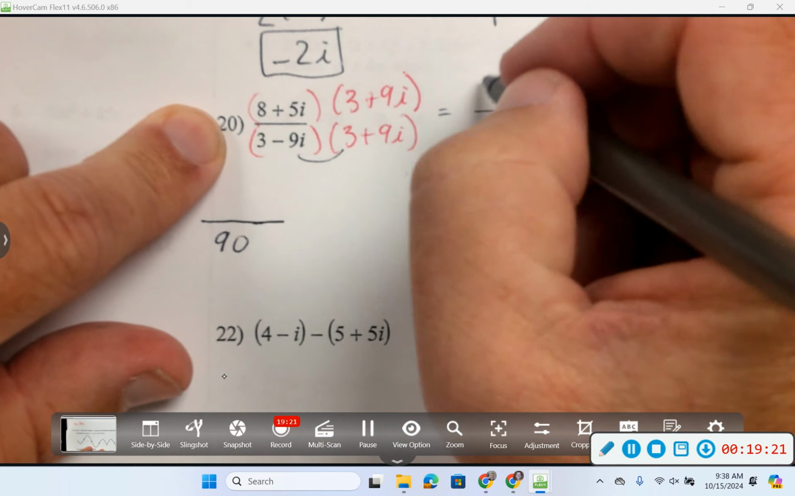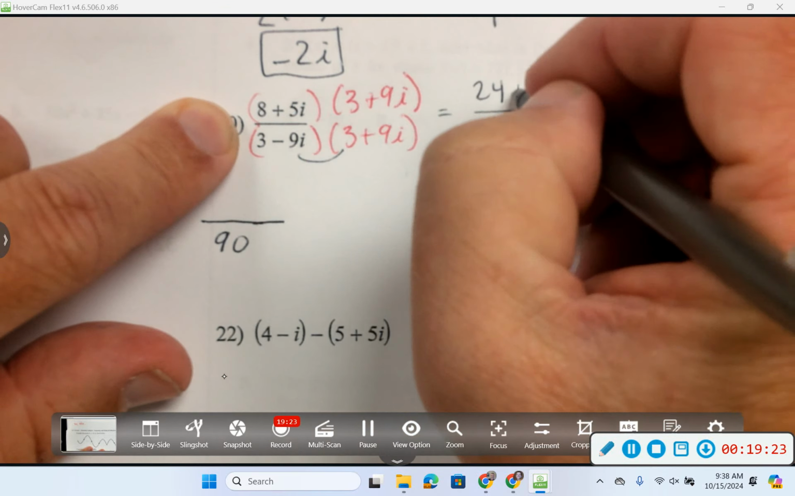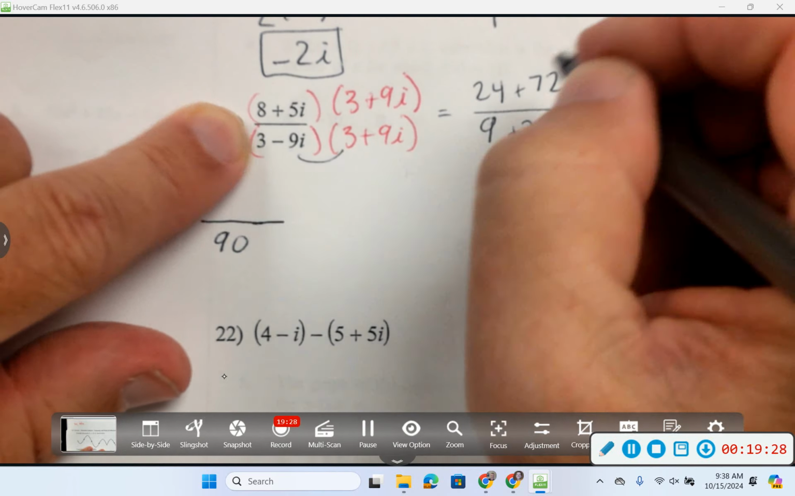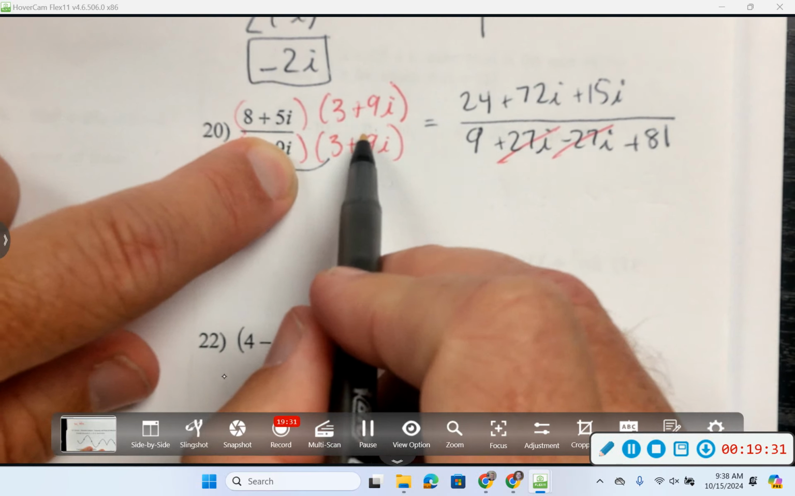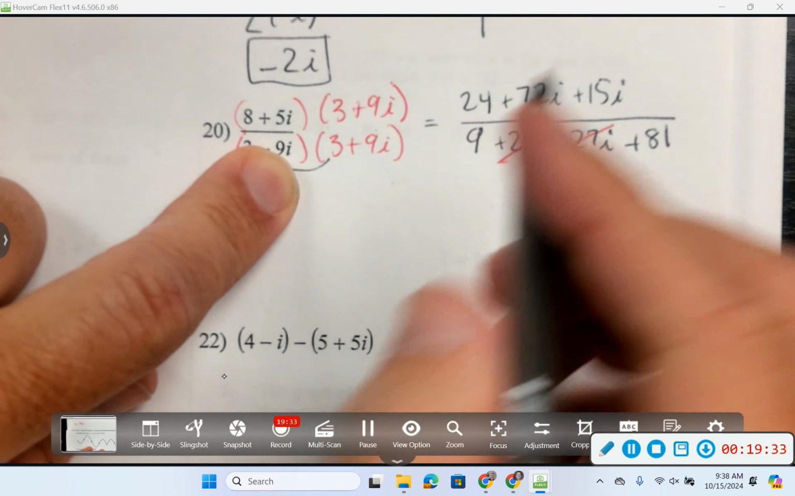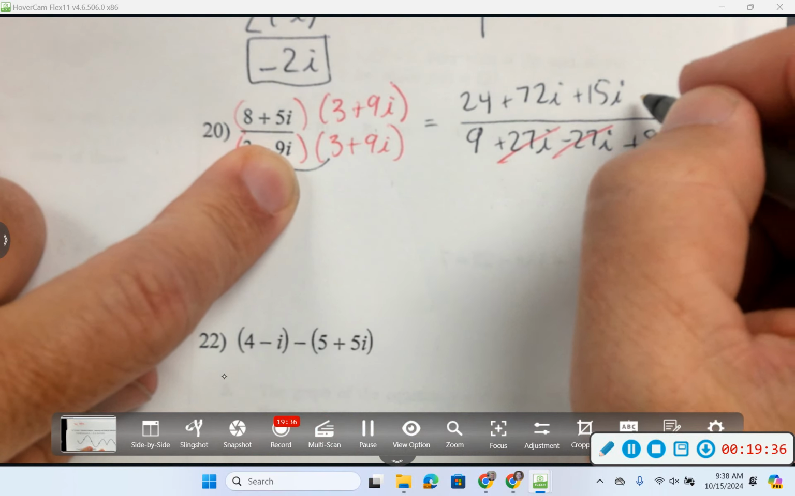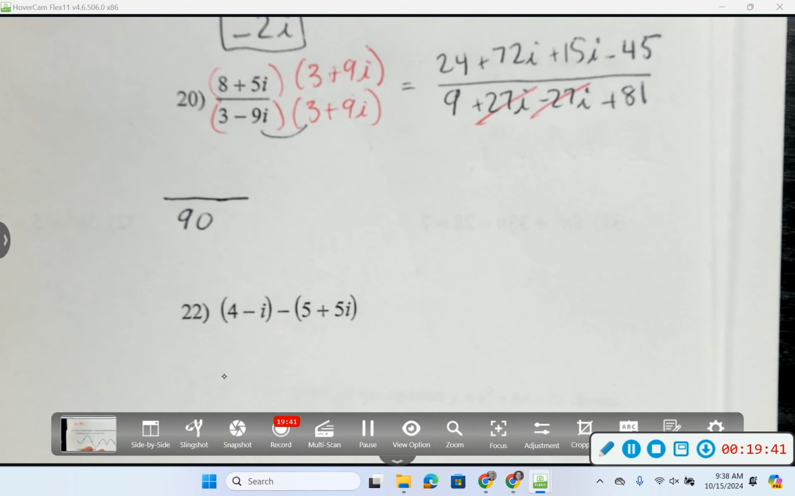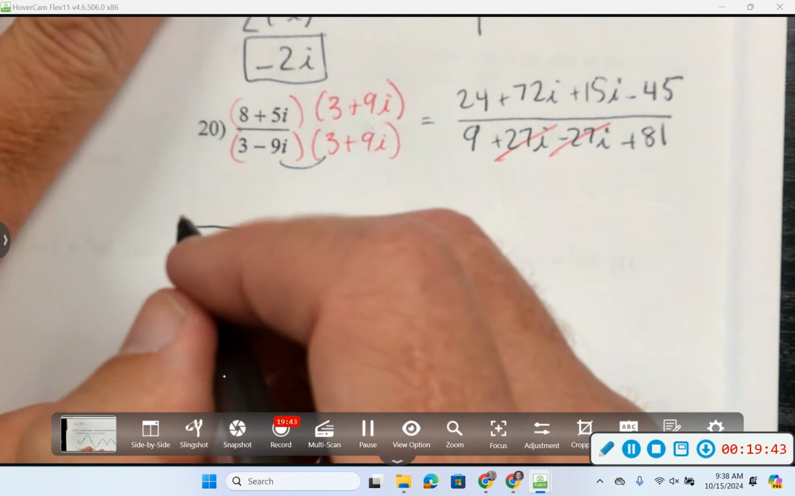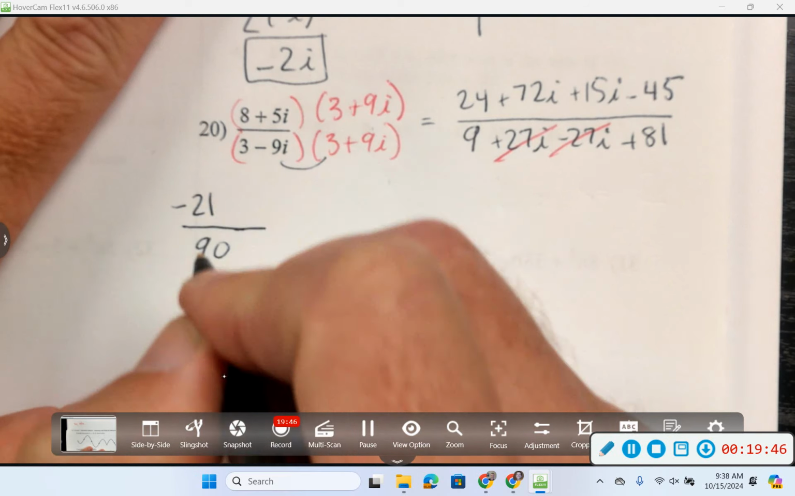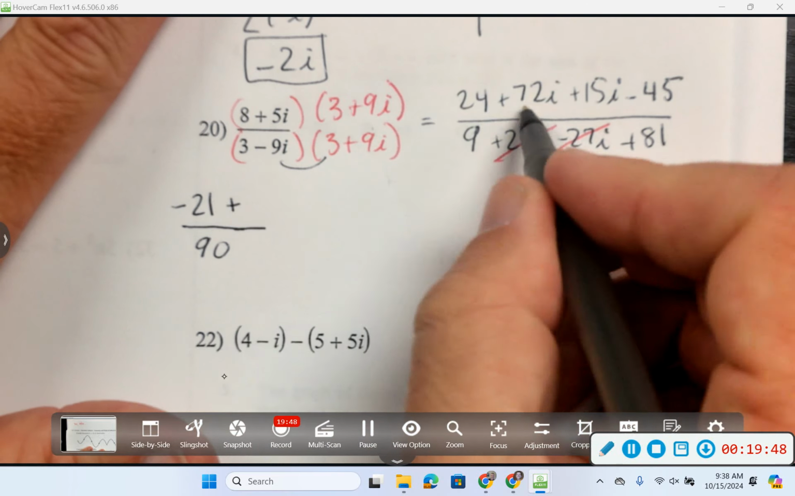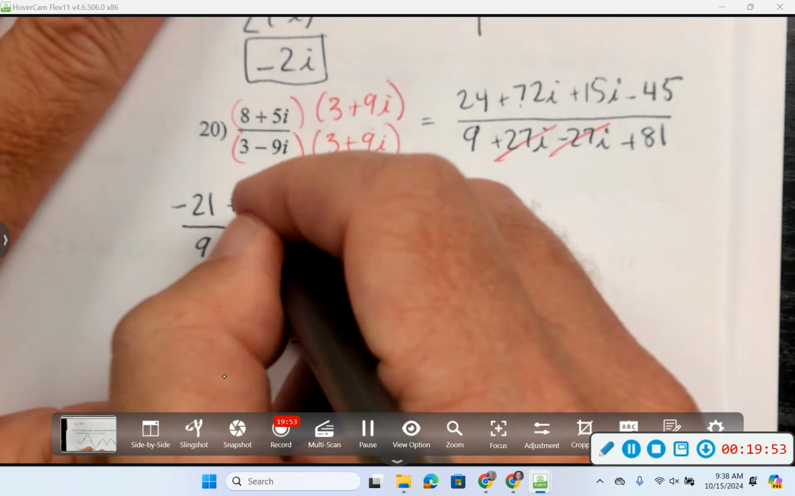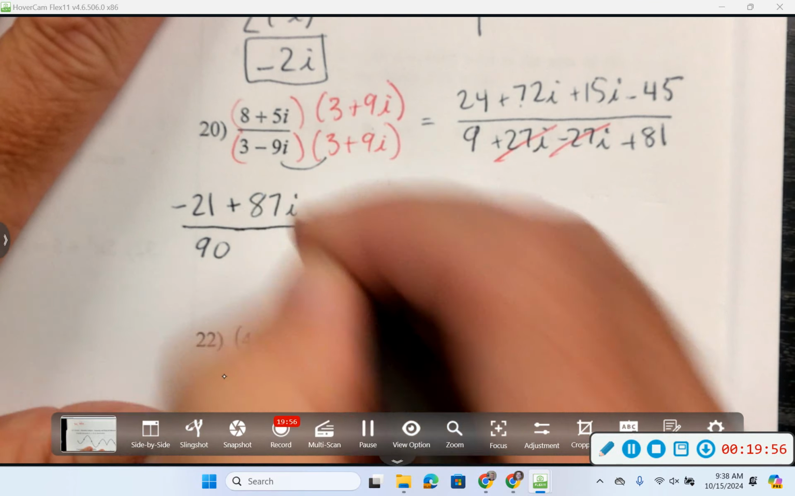Let's see, 8 times 3 is 24, plus 72i, plus 15i. Oh, here we go with our i squared again. 5i times 9i, 45i squared, which means minus 45. 24 minus 45 would be negative 21 plus, oh that's lovely, 87i, all over 90.